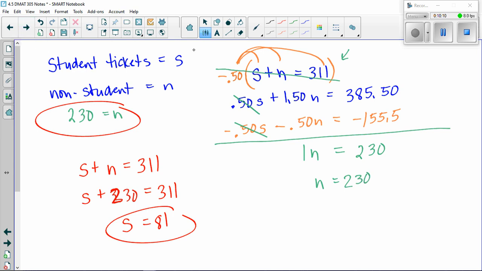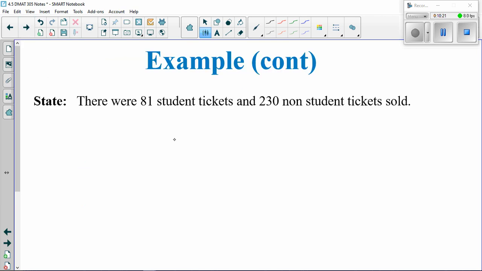So always make sure to identify what variables you're going to use and what they're equal to so that you don't get them confused when you're working your math problem. All right, so 81 student tickets, 230 non-student tickets.